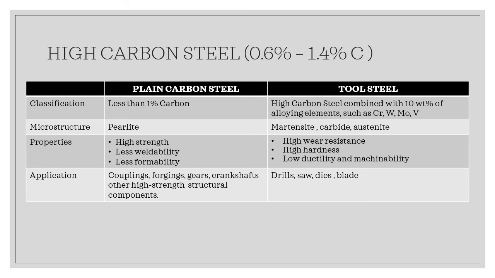The property differences are plain carbon steel has high strength, less weldability, and less formability, while tool steel has higher wear resistance, higher hardness, but low ductility and machinability. Plain carbon steel is usually applied for coupling, gear, and crankshaft, while tool steel is used to make drill, saw, dies, and also blade.